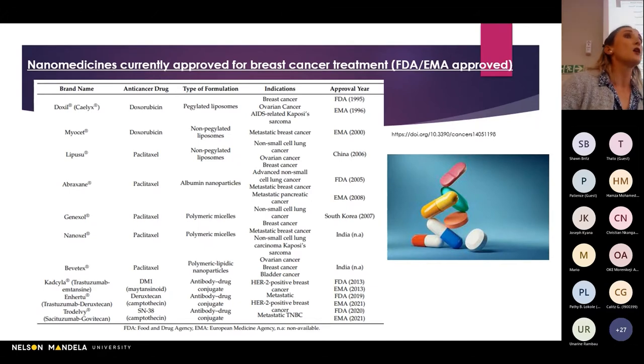To be FDA and EMA approved, a formulation needs to go through stringent protocols and regulations in order to make sure that it is safe for use. So these are formulations that have been on the market, tried and tested, with the most recent FDA and EMA approved nanoformulation being Trodelvy, which is an antibody drug conjugate that carries the drug SN38, which is being used in the treatment of metastatic triple negative breast cancer.